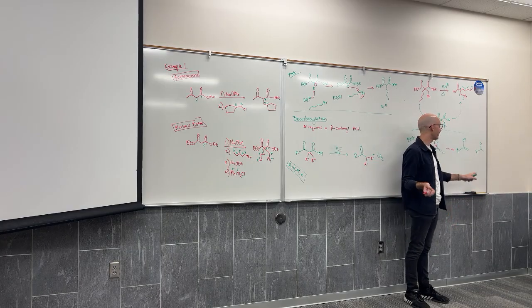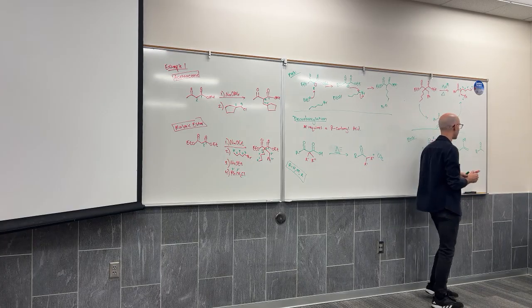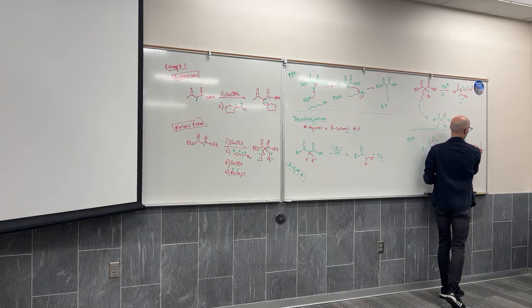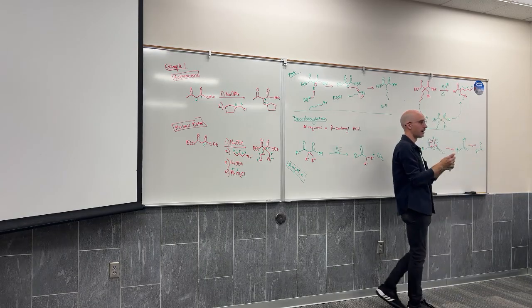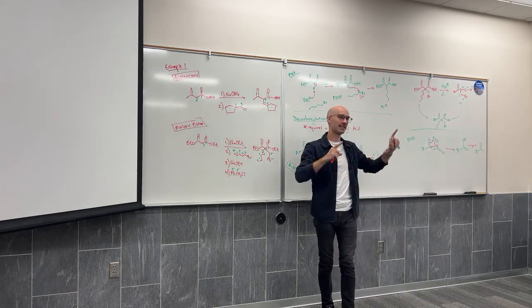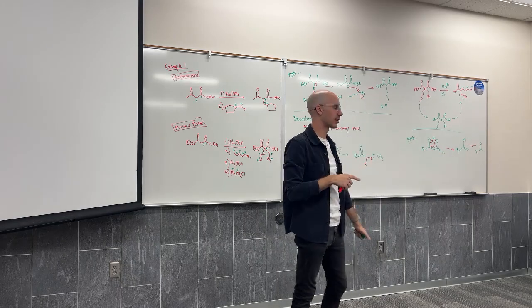Why? Because enols don't form readily. So I'm going to give this an equilibrium arrow, not a resonance arrow. And I'm going to say the equilibrium lies heavily towards the carbonyl.